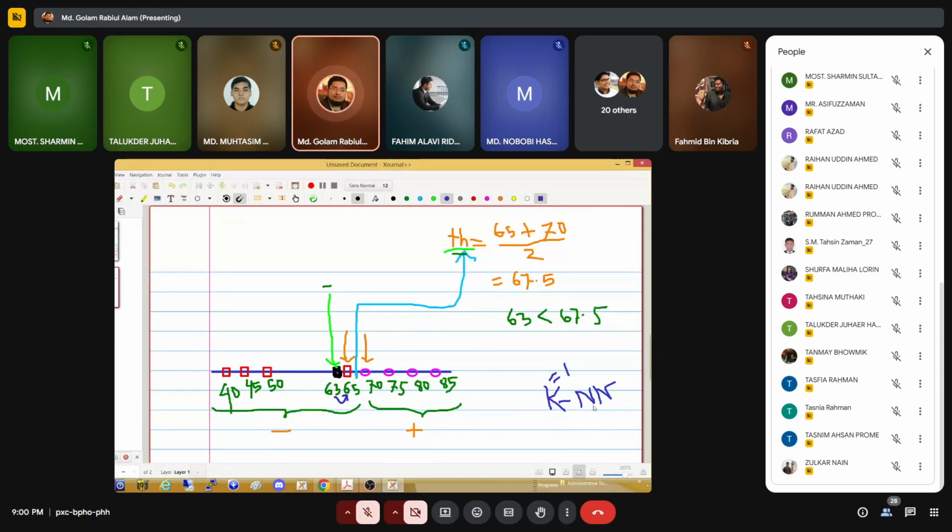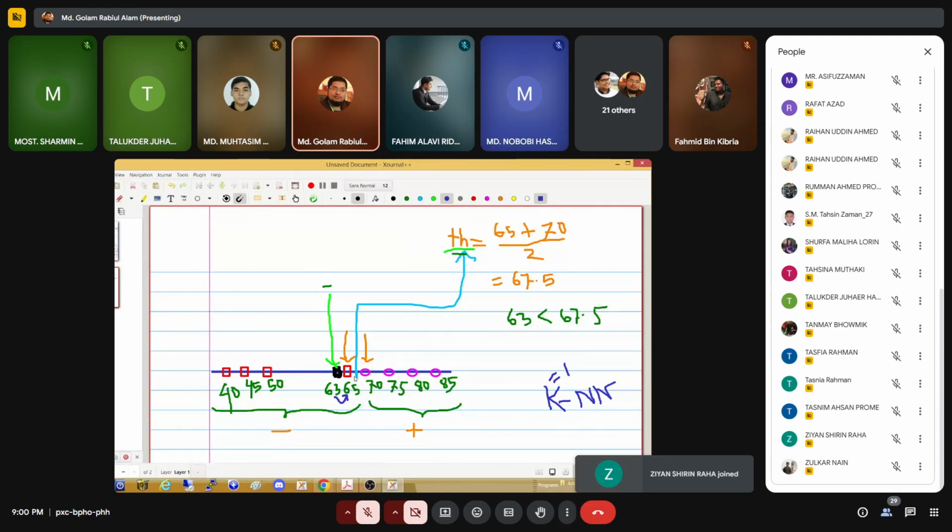So according to KNN where K equals 1, the weight of the nearest person is actually from the no obesity group. That's why we can say that our test patient also has no obesity.